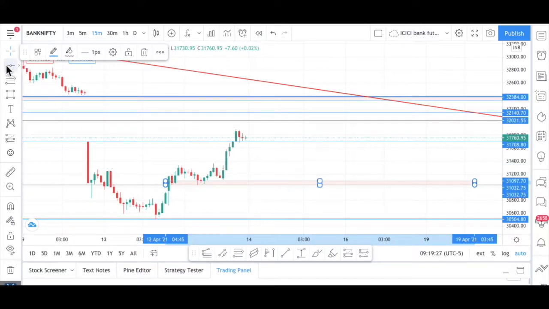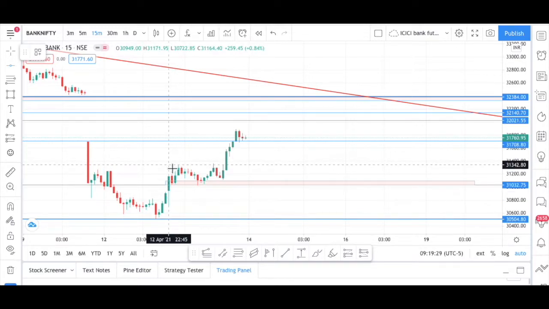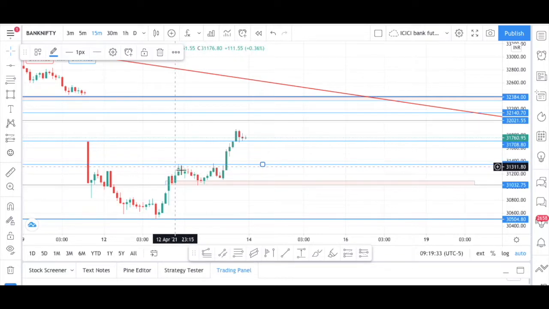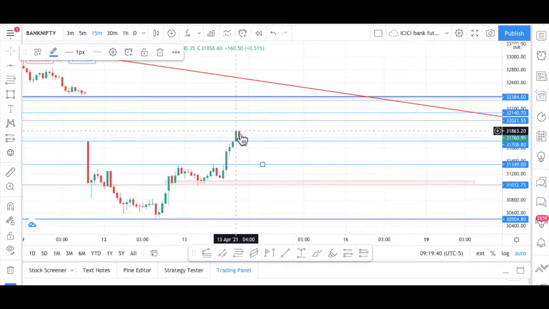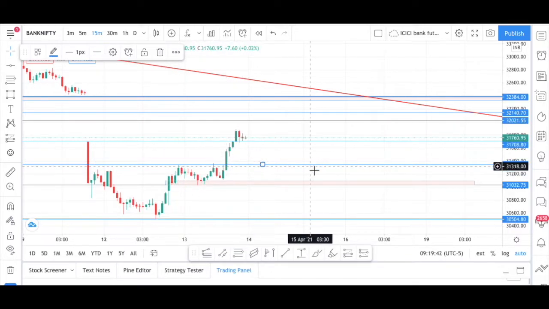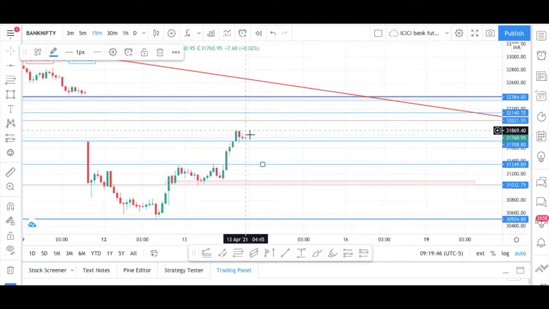And another important level is this resistance, where even today we took resistance here. We went up, came down, again went up, came down, then finally it broke out, and we got a good move on the upside. So this level, what I marked, could also act as a good support if we start to move down.